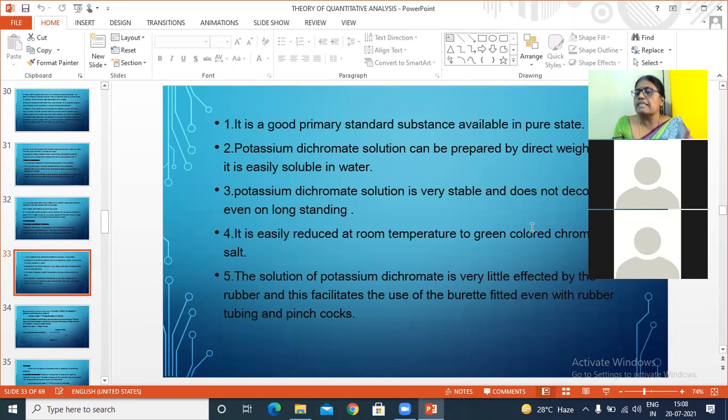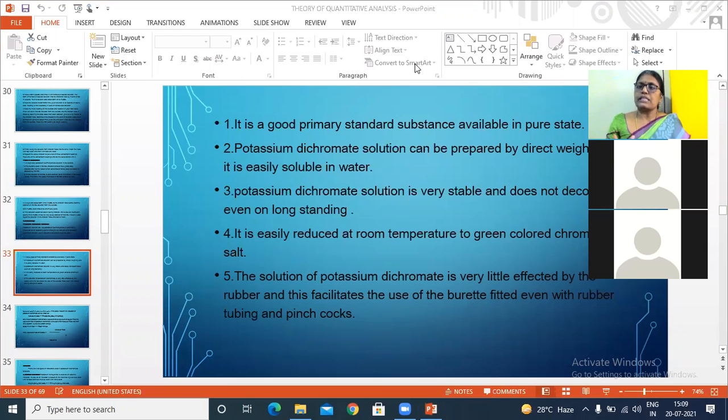Potassium dichromate has such properties compared to potassium permanganate. Even though it is a weaker oxidizing agent, there are advantages to using it. The first is that it is a primary standard substance available in a pure state, whereas potassium permanganate is not. The second advantage is that the potassium dichromate solution can be prepared by direct weighing. It is easily soluble in water.